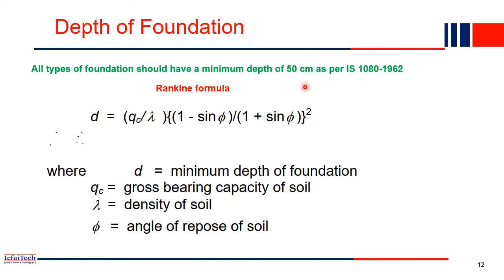To begin the design, we have a formula called Rankine's formula, to find the initial guess for the depth of the foundation. What is D? D is basically the depth of the foundation, and QC, as I mentioned, is the gross bearing capacity of the soil, and phi is the angle of repose of the soil, and gamma is basically the density of the soil. So if you know the properties of the soil, then we can start with an initial estimation of the depth of the foundation using this Rankine formula.